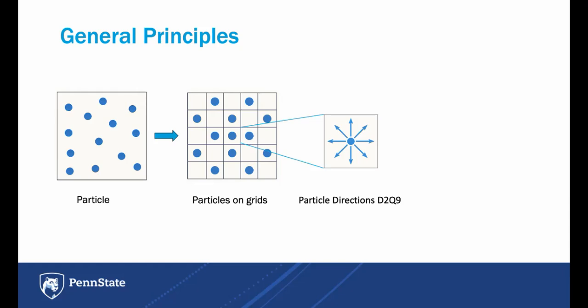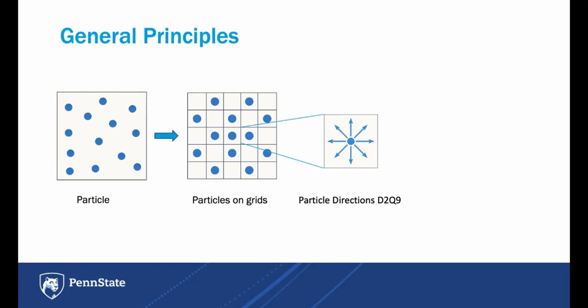D2Q9 stands for 2 dimensions and 9 directions. This model is commonly used in 2D simulations. At each node, particles can move in one of 9 discrete directions: to the left, right, up, down, along the 4 diagonals, or they can remain stationary. These predefined directions simplify the streaming process and make computations very efficient.